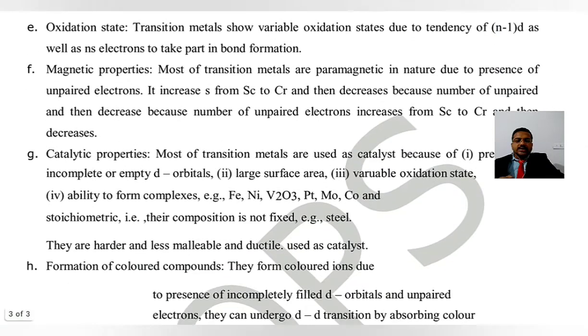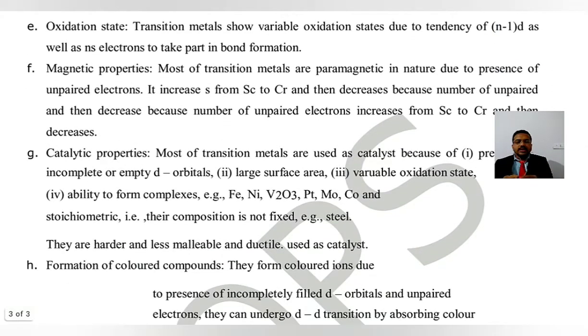The next topic is oxidation state. The transition metals show variable oxidation states due to the tendency of the (n-1)d as well as ns electrons to take part in bond formation. We already discussed the electronic configuration of transition elements: they have incompletely filled d orbitals, that means d1 to d9. When these electrons take part in bond formation, this results in variable oxidation states, that is, differences in oxidation state.